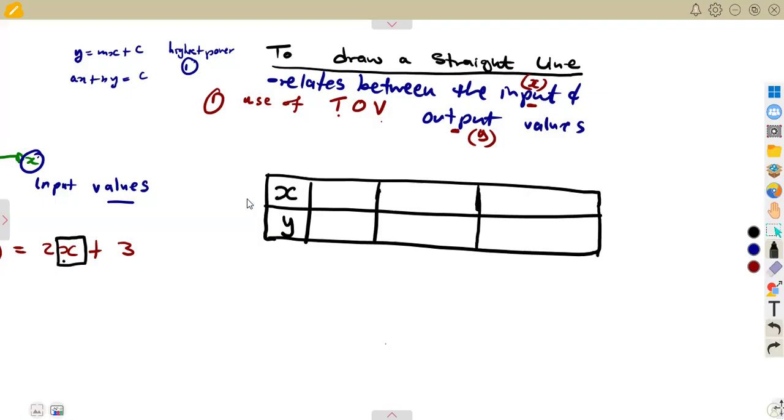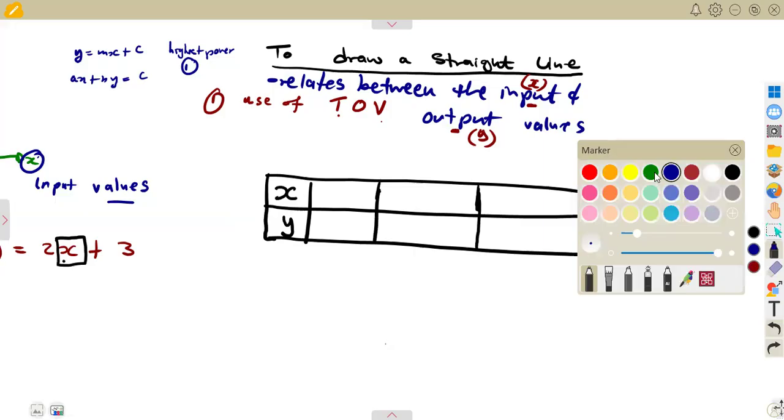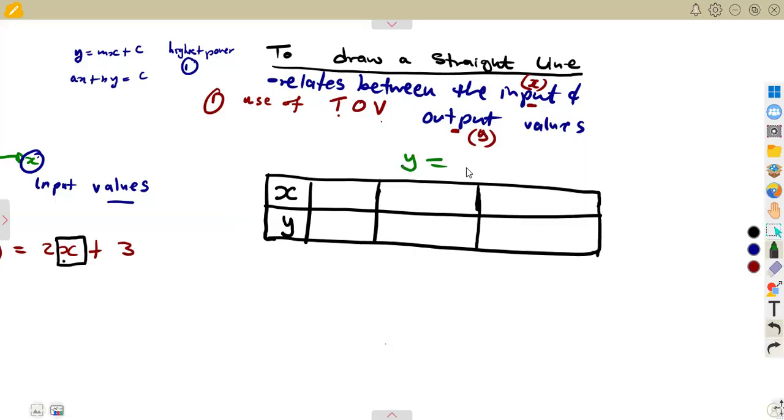It's just like any other part where the input is your decision. The output is controlled by what you're given on the input. So let's say we are given an equation, which is the presentation of our straight line: y is equal to 2x plus 3. You are going to insert the x values of your choice, because these are the inputs. Input is your choice.